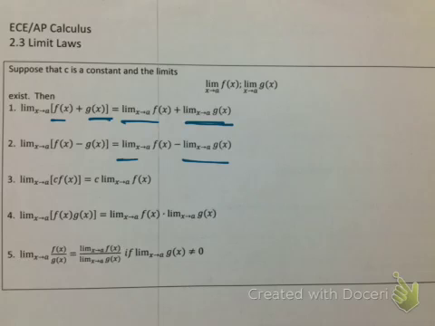Number 3 is saying if I have the limit as x goes to a of some constant c times f of x, what can you do? You can find the limit of f of x and then multiply it by the constant. Number 4 is the exact same thing as 1 and 2 with multiplication. So multiplication can be broken up. I can find the limit separately and then multiply the answers. And 5 is division. Same thing. Do the limits separately and then divide the two values.